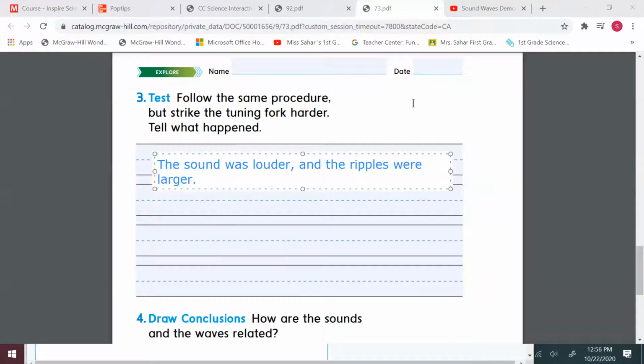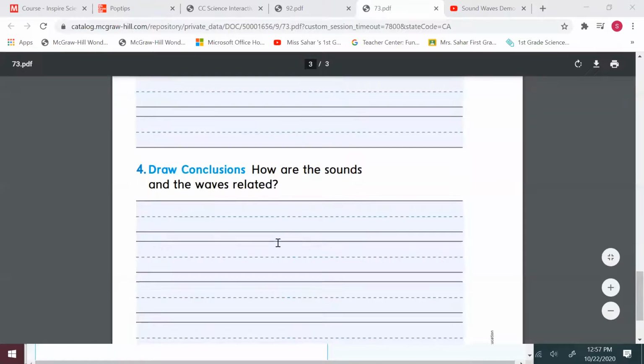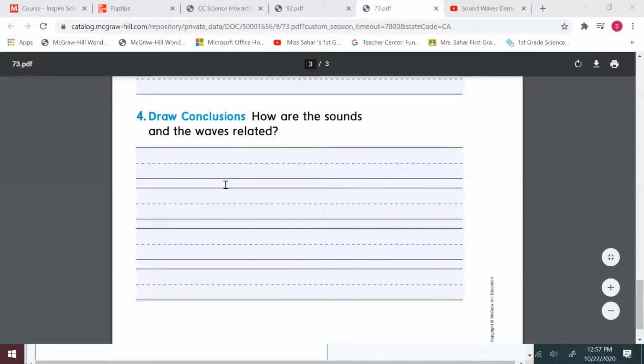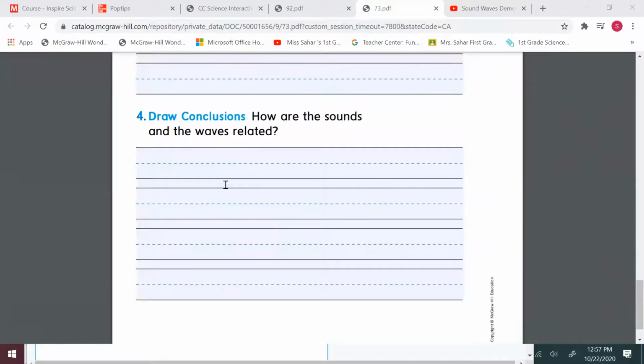Okay, so this is the part. As I said, you can always play the video again and pay attention to this part. When you strike the tuning fork really hard or harder than before, the sound was louder, and the ripples or the waves in the water were also larger. Okay. Here. Let's go for number 4, or the second part of page 22.